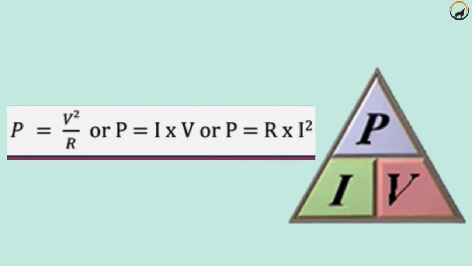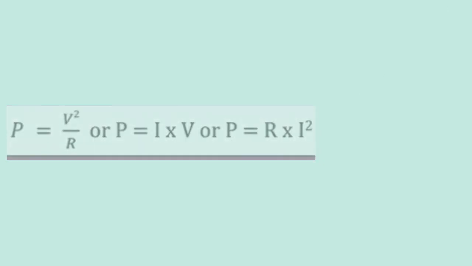For example, if the voltage is 3 volts, and the resistance is 500 ohms, what is the power in watts? Simply use the formula. P equals V squared divided by R. Square the voltage, and divide that by the resistance. So 3 volts squared over 500 ohms is equal to 0.018 watts.